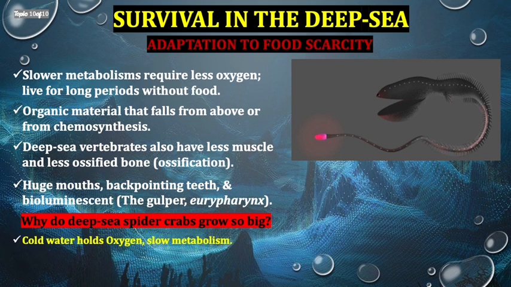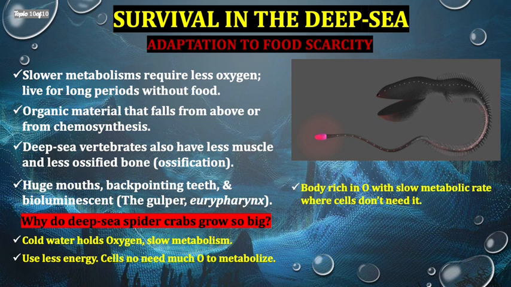So here is a trivia question. Why do deep sea spider crabs go so big, despite the fact that there is not so much food at the bottom of the ocean? The first thing is we need to understand that cold water holds the oxygen that crabs need, but they also have a very slow metabolism to process all the oxygen they consume. And then they utilize that energy from the body or from the food they take, but because they consume so much oxygen in the water, their cells do not need much of this oxygen to metabolize at some stage.